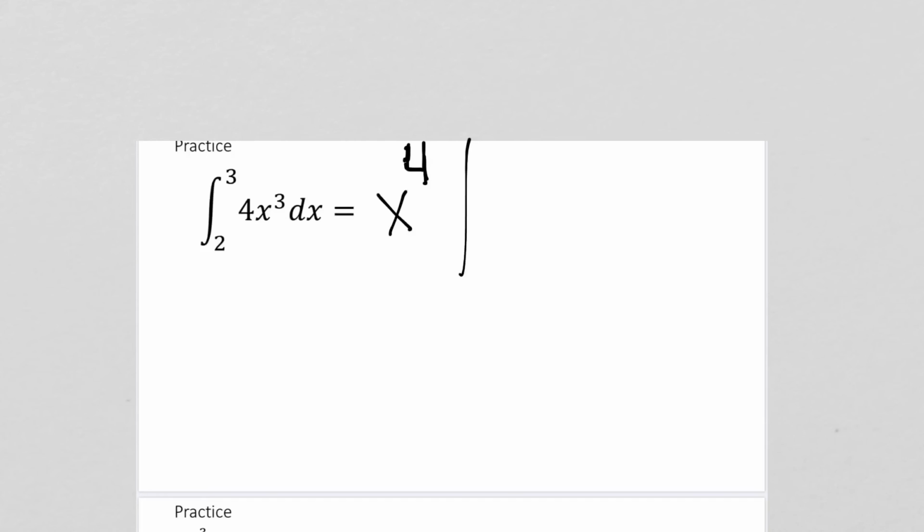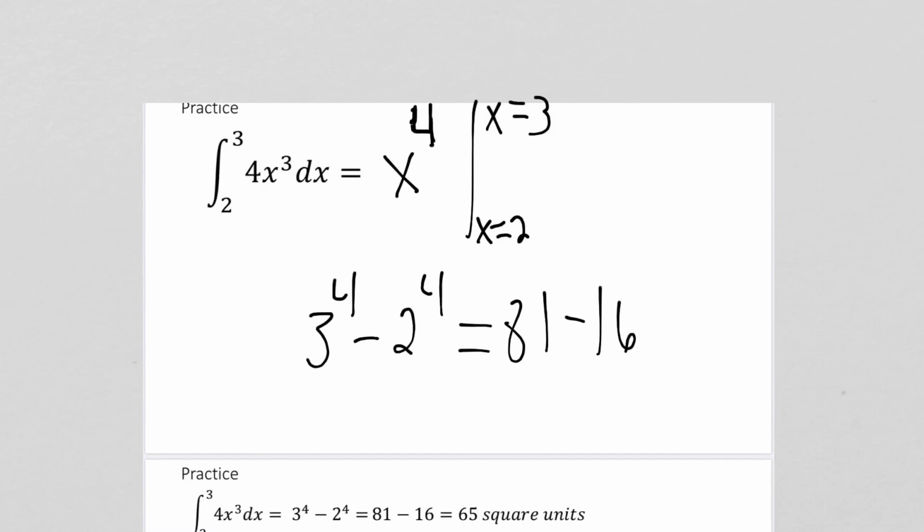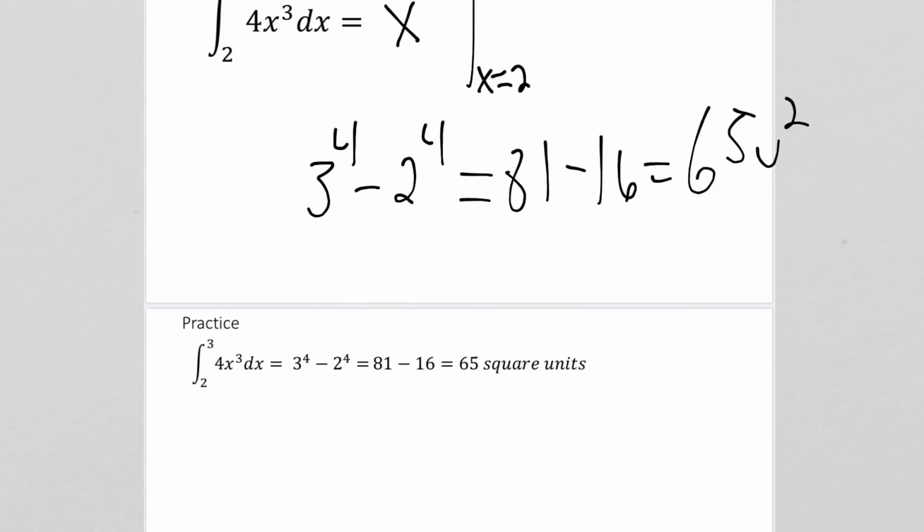Okay, and I'm doing this from x equals 2 to x equals 3. So that means I just need to plug in 2 and 3 now. So I get 3 to the fourth minus 2 to the fourth, which is 81 minus 16. You can see that at the bottom of the screen too, and that gives me 65 square units. That's the area under 4x cubed from x equals 2 to 3. Okay, there's that work again typed out and not in my terrible handwriting. Pause if you need to get that down because I'm about to advance.